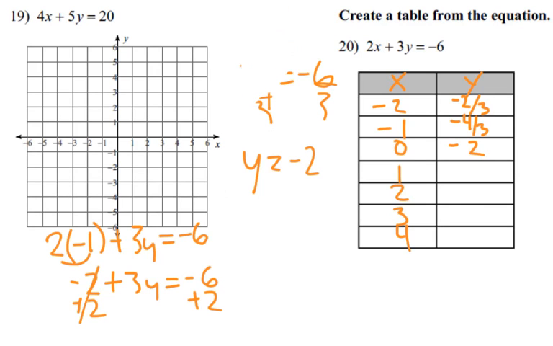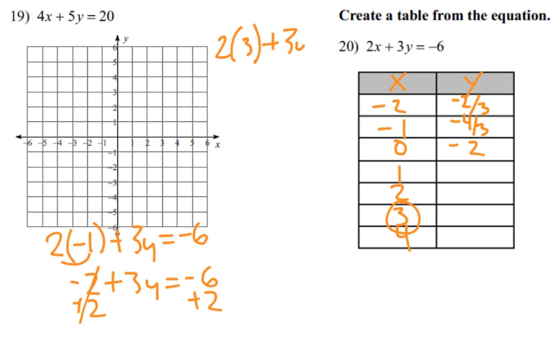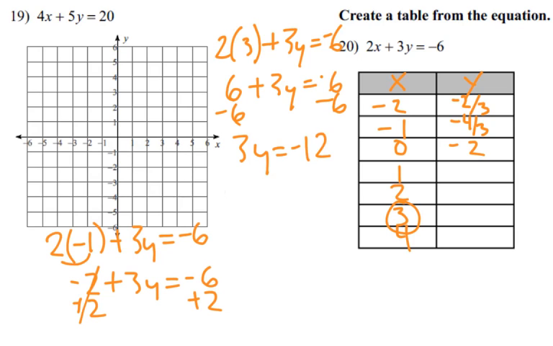For you guys, that might be hard to think through. So think about those numbers that are going to help out. Okay, like 3, counting by threes. 2 times 3 would give us 6, plus 3y equals negative 6. So subtract 6, we get 3y equals negative 12. Divide by 3, we get y equals negative 4. Okay?